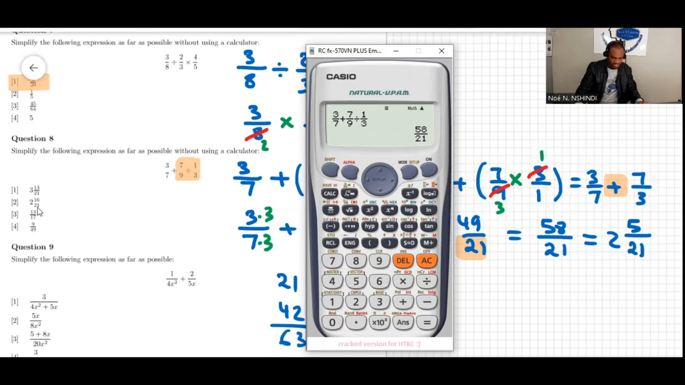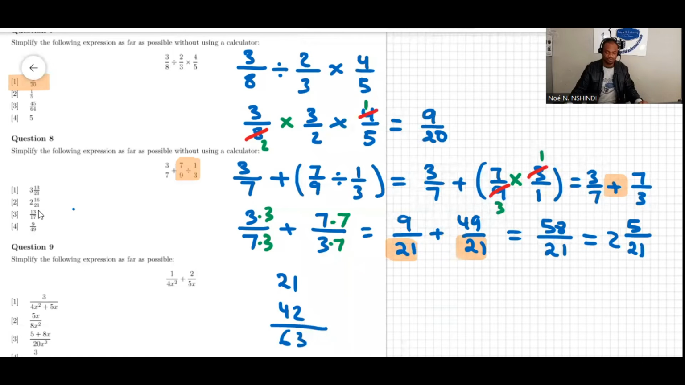I think they didn't put here the correct alternative, or they meant to write here 5 over 21. I'm pretty sure this was supposed to be 5 over 21. Sometimes they do a few mistakes like that when they leave assignment, but the correct answer is 2 5 over 21.